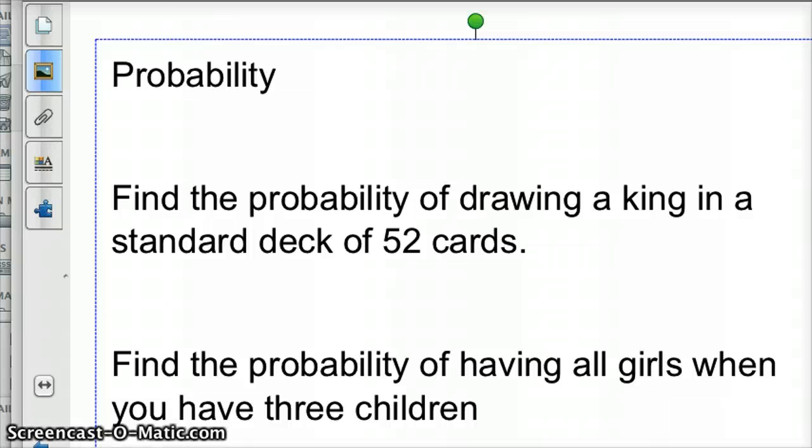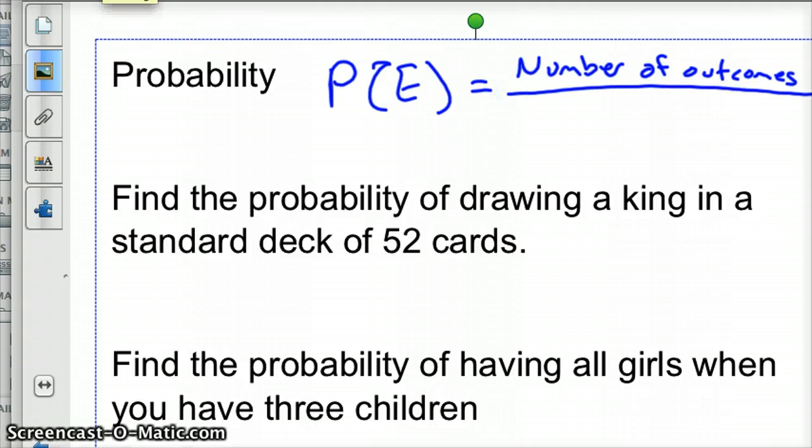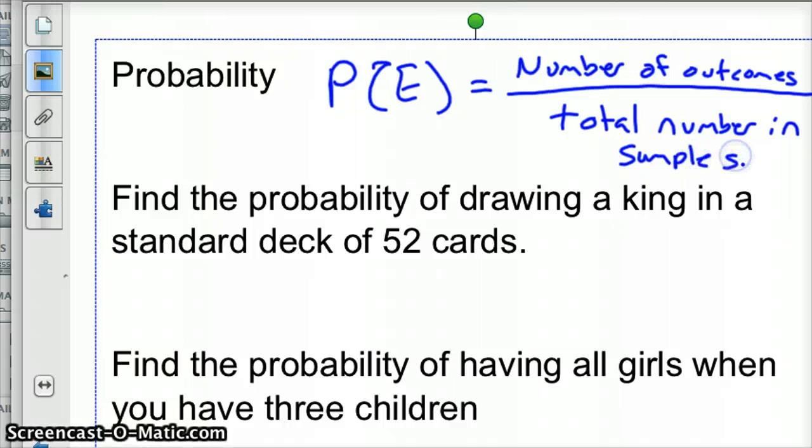So what to do with sample space? Well, once you have the sample space, it's very easy to figure out the probability. Probability, if you want to think of it in terms of symbols, probability of event E happening is figured out as the number of outcomes of E divided by the total number in sample space. Kind of ran out of room there. And so that's it. It's usually expressed as a reduced fraction or a decimal or a percent. Definitely between 0 and 1.